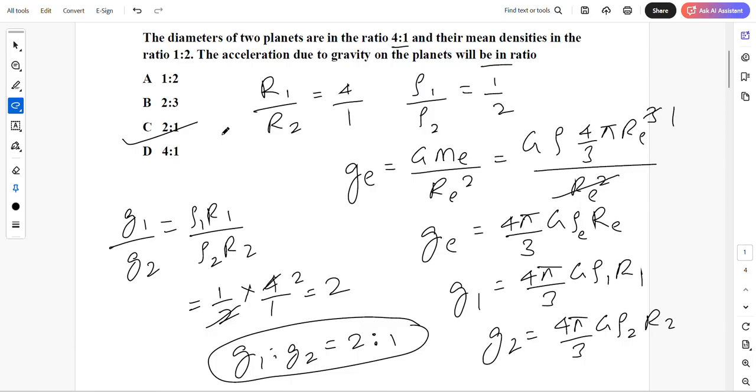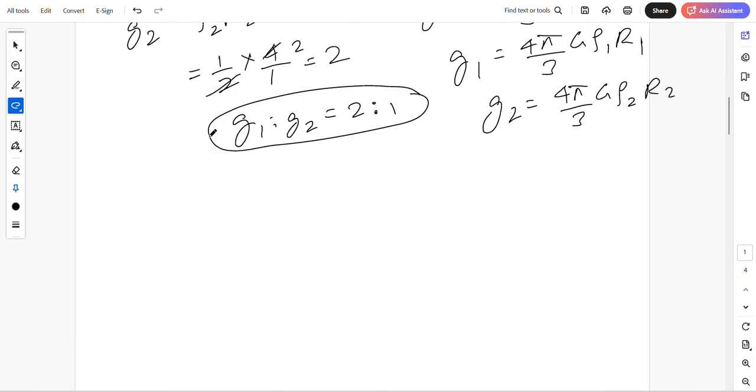Hope you have understood this sum. 2 is to 1, C is the right answer. Let us go to the next problem.